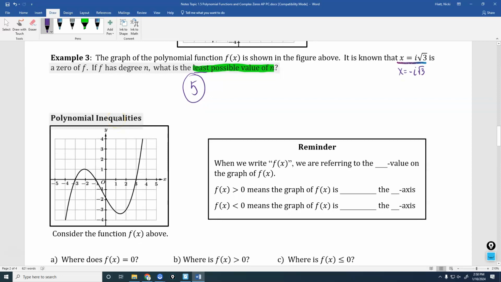Okay, the next thing that we're going to talk about is solving polynomial inequalities. So when we write f of x, we are referring to the y value on the graph of f of x. So f of x greater than 0 means that the graph of f is above the x-axis. This is telling me the function is positive.